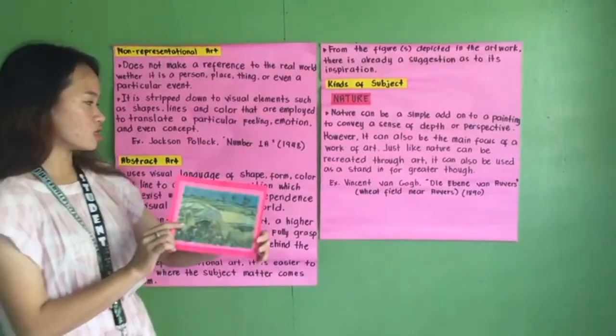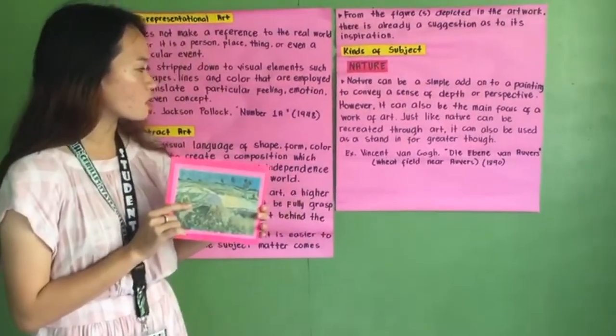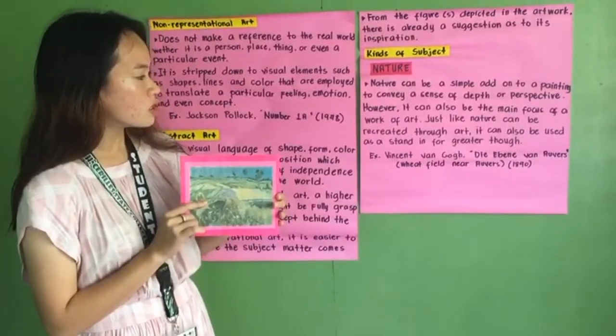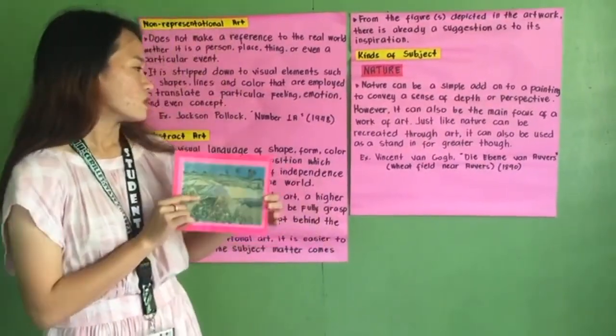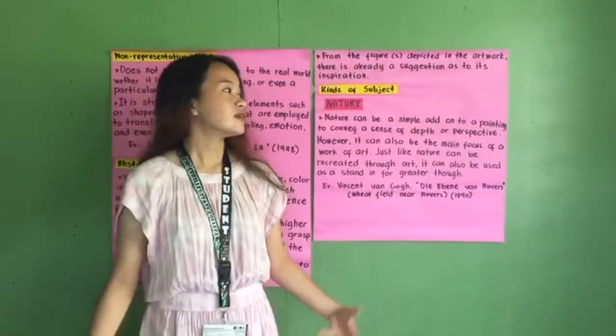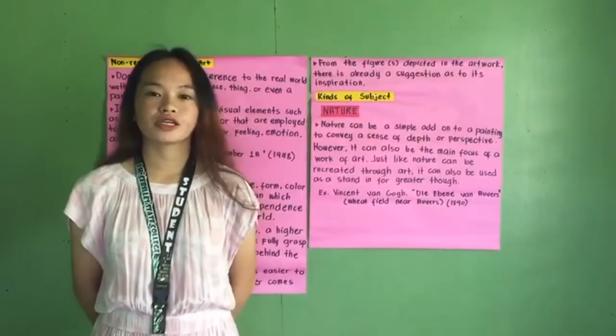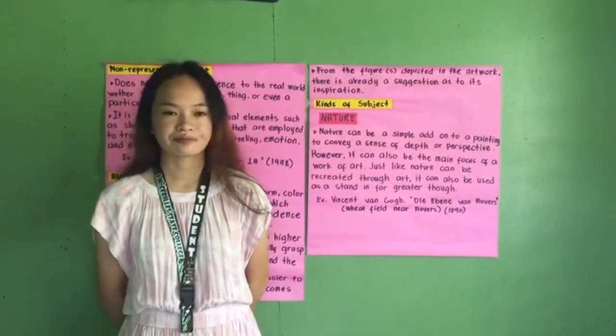So this picture is painted by Vicente Canco Dai Ebony Van Overs. This is my report, and the next reporter is Miss Jelaica Cabrera. So, hi guys, my name is Jelaica Cabrera. My topic is the continuation of the source and kinds of subject.